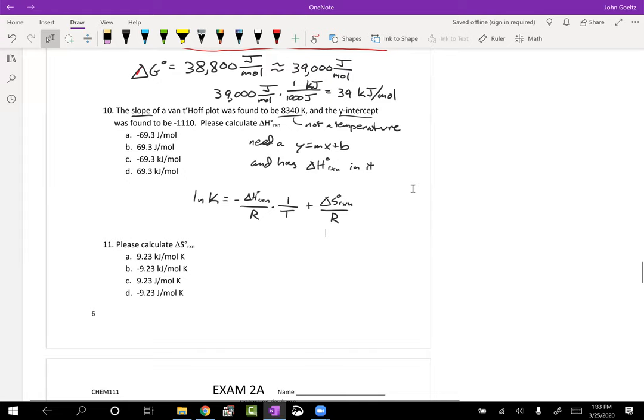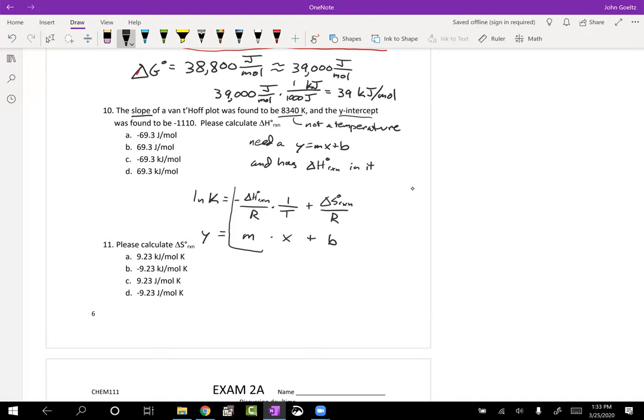Now, for question 10, I was told some information about this plot, this y equals mx plus b. But what I was asked for is delta H. So if I could set this up to be a single variable question and solve for delta H, I would. That's often not what we do when we see slopes and intercepts and plots. What we'll often do is write out y equals mx plus b underneath them.